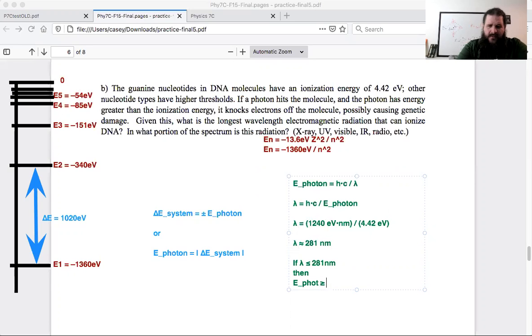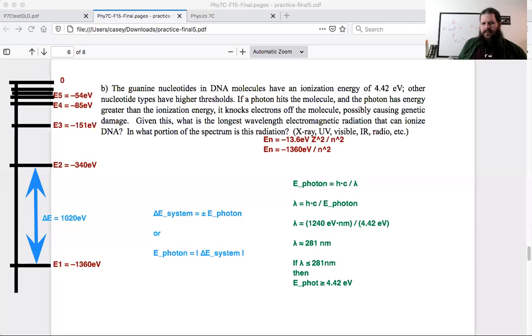Then the energy of the photon will be greater than or equal to the ionizing energy, 4.42 electron volts. So if we're using light with wavelength 281 nanometers or less, then it's going to cause ionization. And is that visible light? No. Yeah, that is beyond visible light, right?